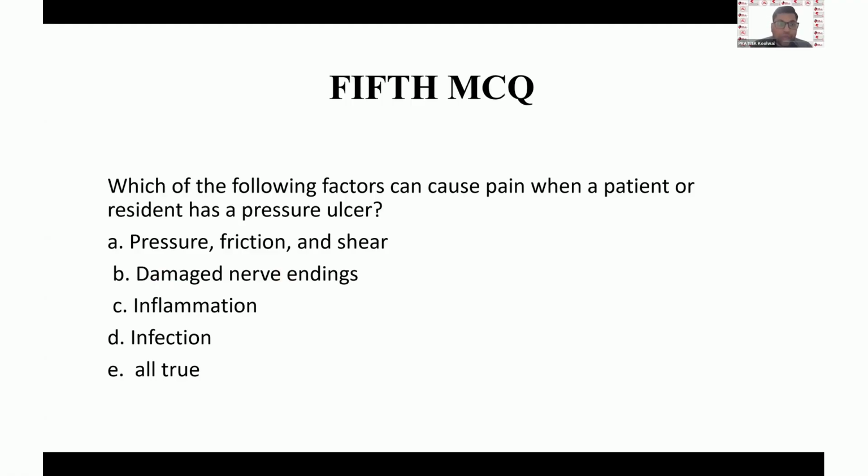So the fifth MCQ. Which of the following factors can cause pain when a patient or a resident has a pressure ulcer? Option A, pressure, friction, shear. Option B, damaged nerve endings. Option C, inflammation. Option D, infection. Option E, all of the above.